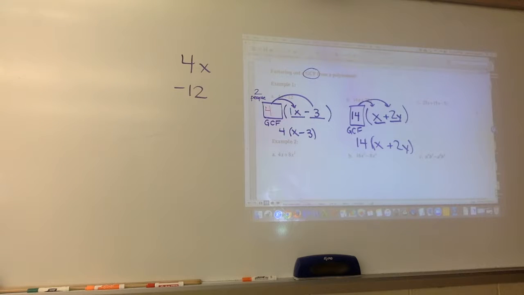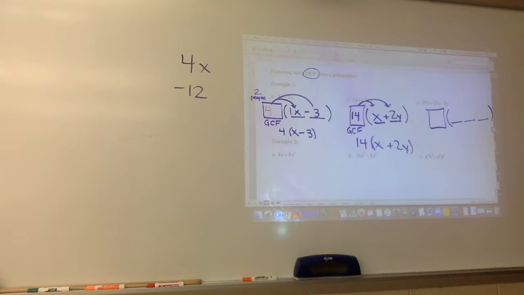All right, now letter C. I call them people. They're officially called terms. How many do I have? 3. So when I write my parentheses, how many lines do I need? 1, 2, 3 lines. I still will only have one block out front.